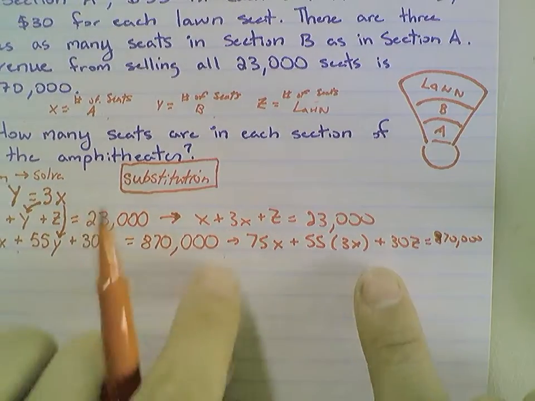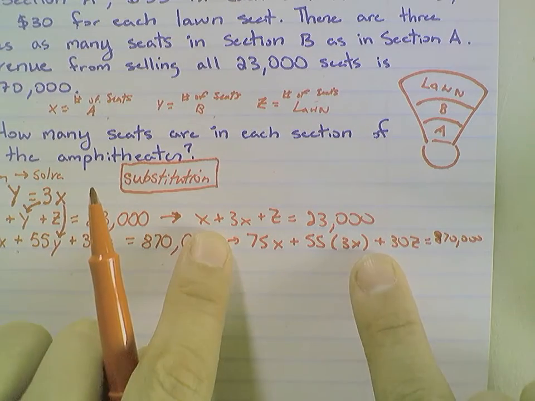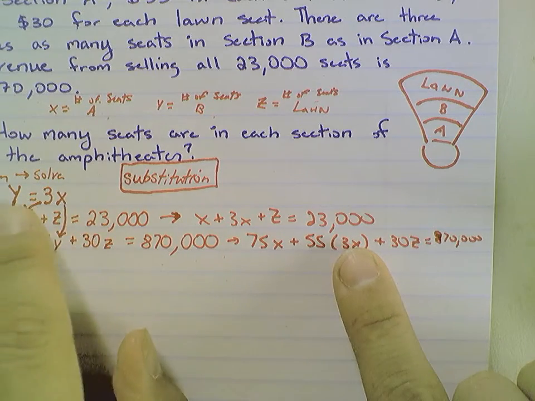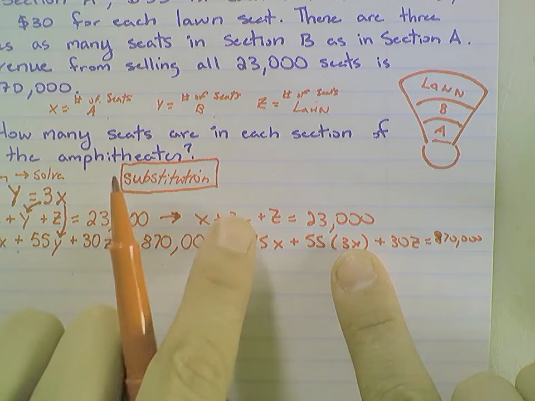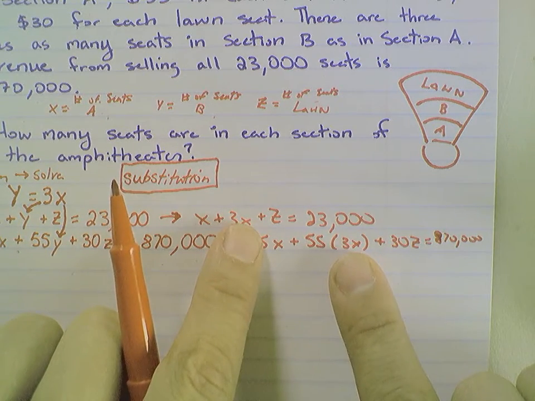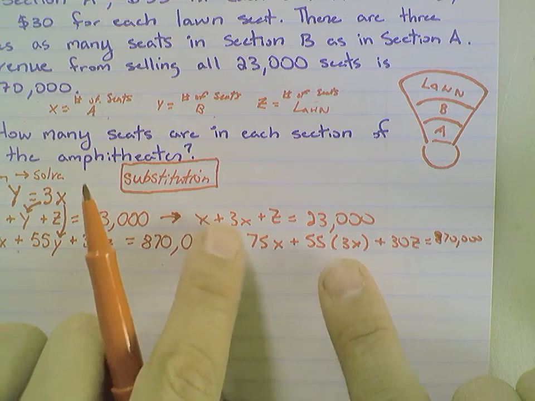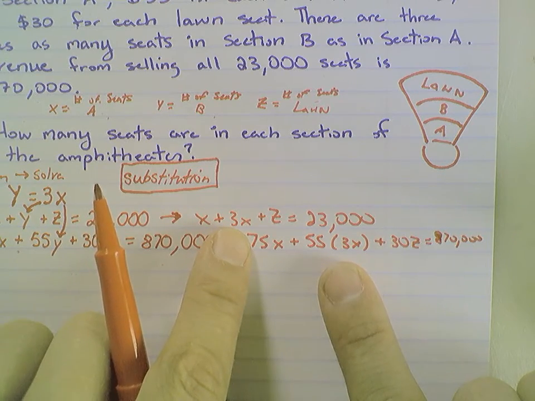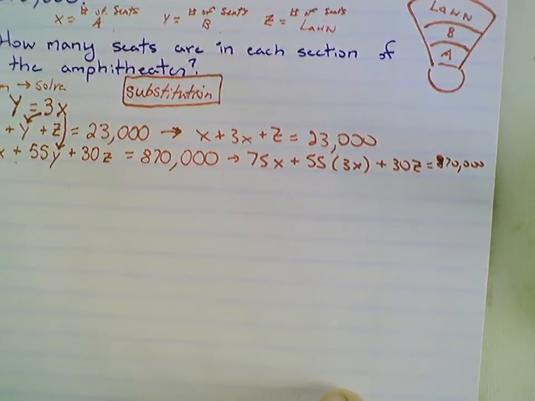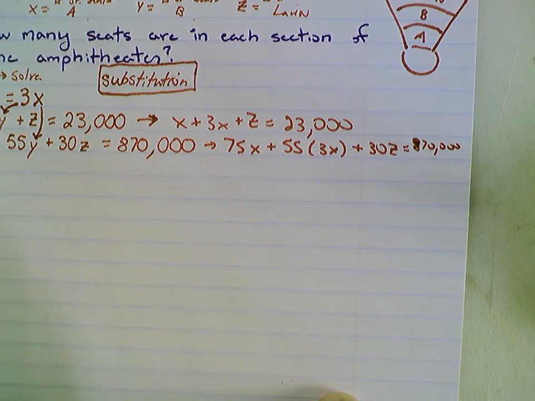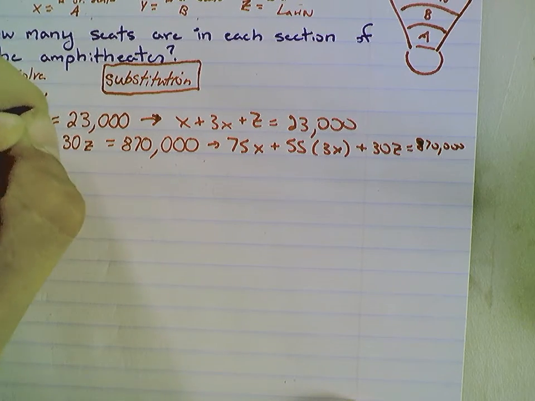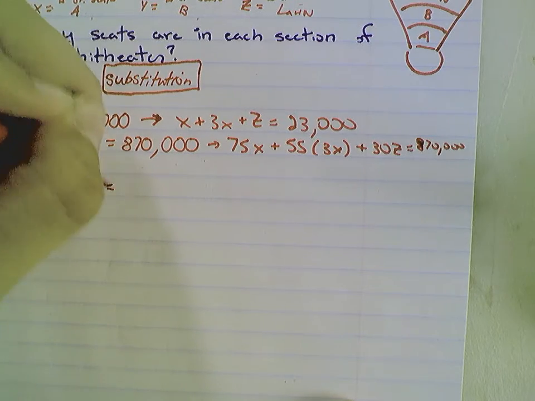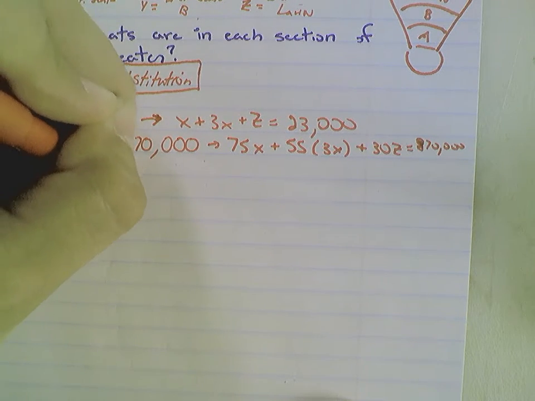Okay, so I now have these two new equations. Once again, all I've done is, because y equaled 3x, for the y's in the two equations below it, I just plugged in 3x. Now I can use these two equations to simplify further. For instance, if I look at the first equation, it is x plus 3x plus z equals 23,000.